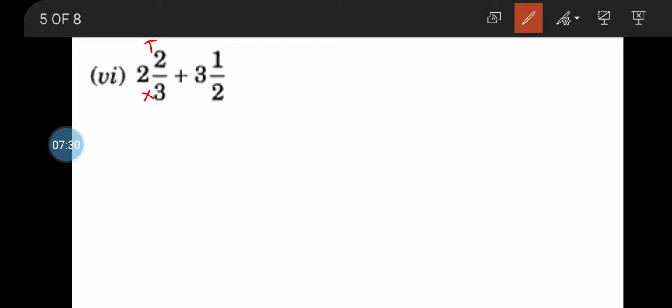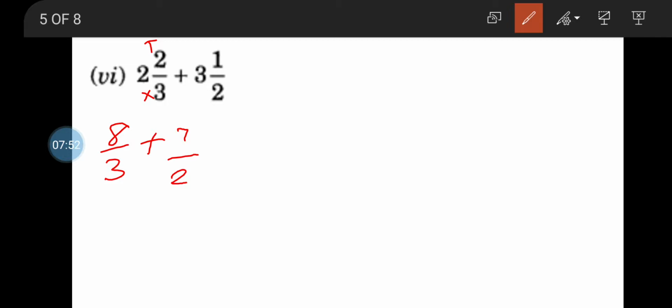Okay, so if you multiply 3 2s are 6, and 6 plus 2 is 8. 8 by 3 you have to write. And the next fraction, 2 into 3. So 2 3s are 6. 6 plus 1, it is 7. 7 by 2. So these two fractions, now we need to add.